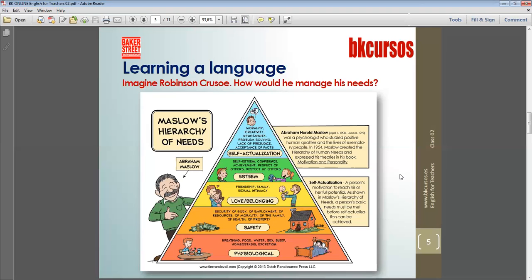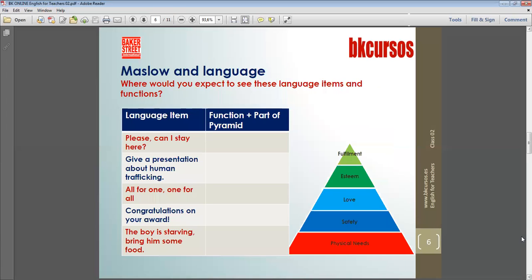But absolutely, that's going beyond. It's something which was not necessary. It's something which made him feel fulfilled after being on the island. That's great. So if we look at Maslow and his pyramid and we talk about language, let's imagine we've got physical needs, safety, love, esteem, fulfillment. Have a look at these. We said these are different functions, things we could do with language.